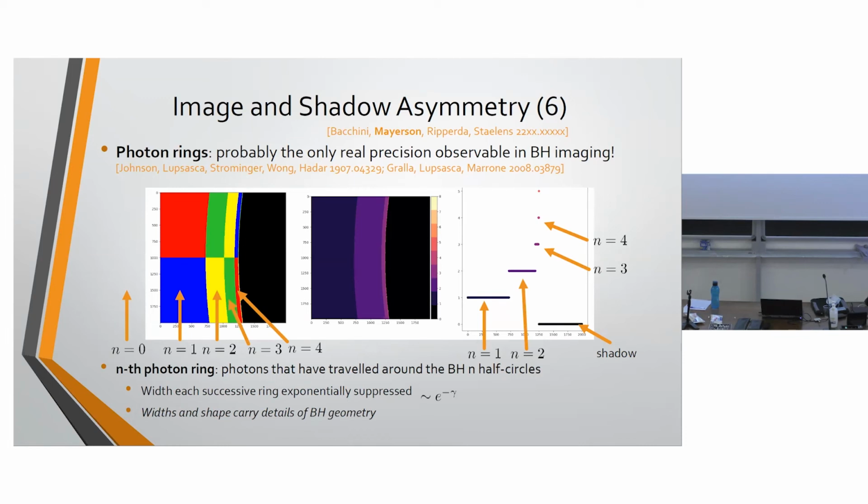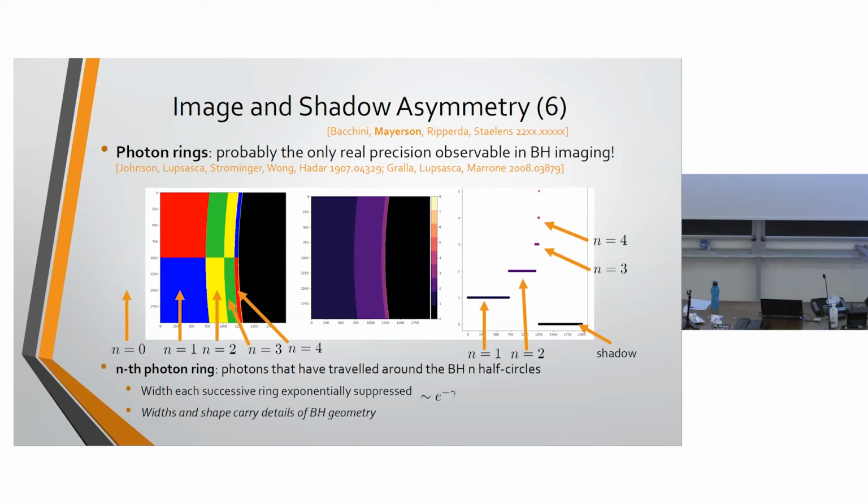And it's important to mention that you bypass the uncertainties of the plasma, because you're looking at a very, very small region of space where photons are emitted from. And so you don't really care about the details of the plasma. There's also this idea that the shape, in particular of the n equals 2 ring, might carry information about the black hole geometry. But this is all, let's say, work in progress.